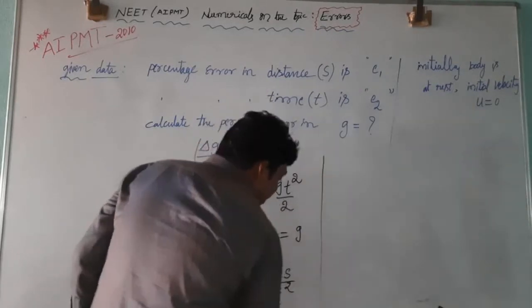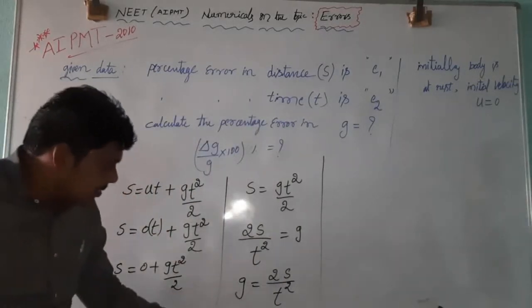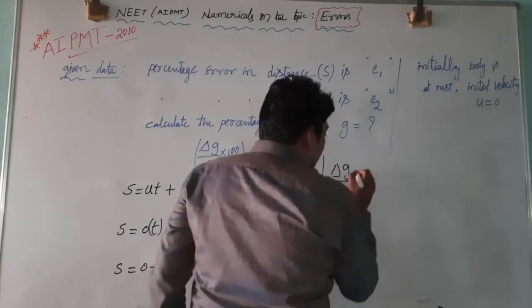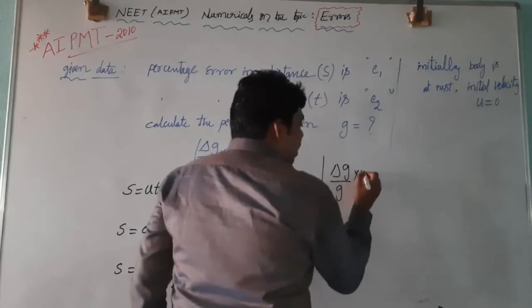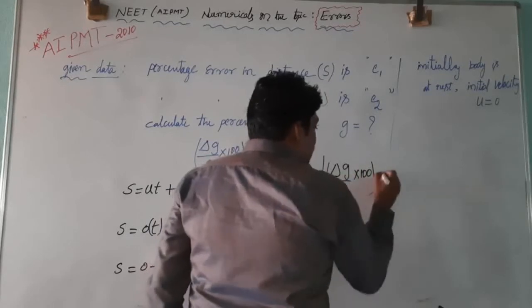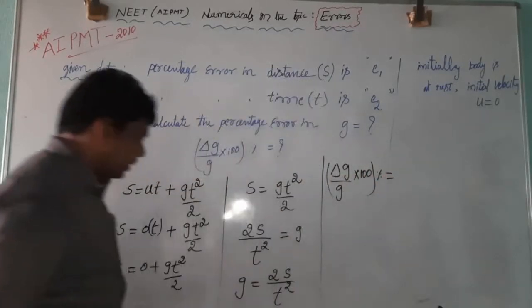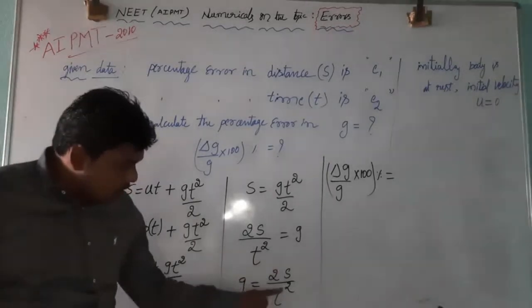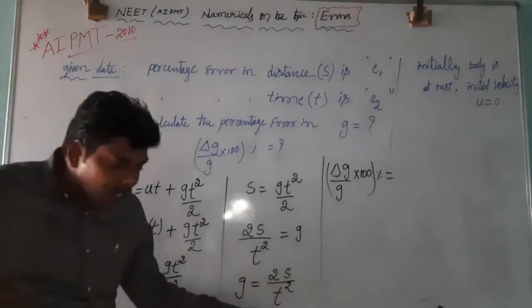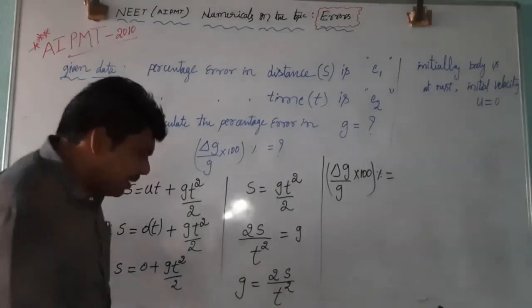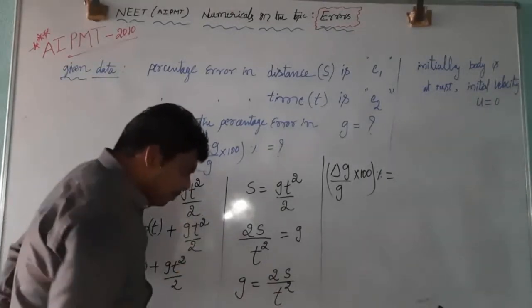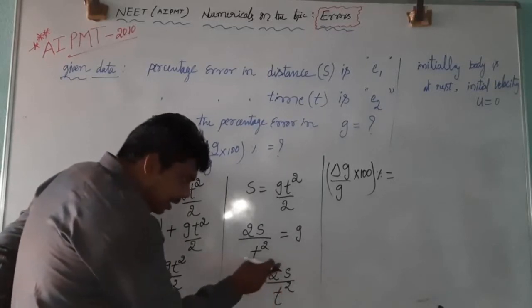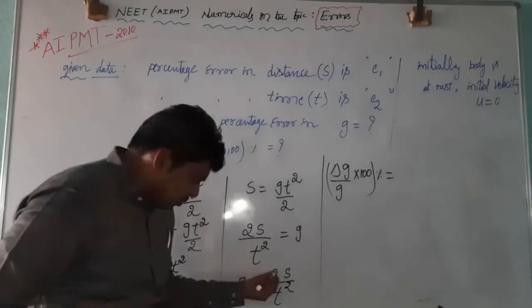Now what do we have to calculate? Percentage error in g. That is nothing but delta g by g into 100%, is equal to what? Here again, combination of errors due to ratio, along with the power. You may think that in the previous one there was no proportionality constant, only powers were there. Here a proportionality constant is there, 2 is there.